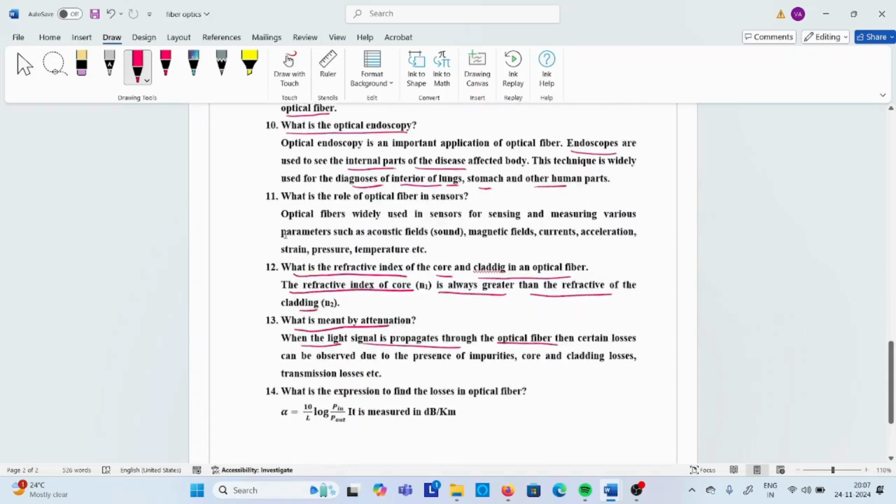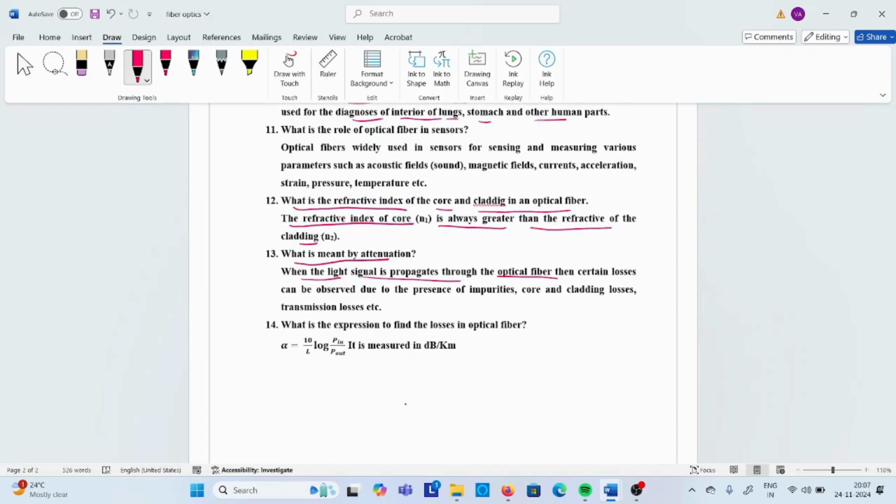Now, what is the expression for attenuation is another question. Attenuation is given by the equation alpha is equal to 10 divided by L into log of P in divided by P out. In general, this attenuation is measured in terms of decibels per kilometer.